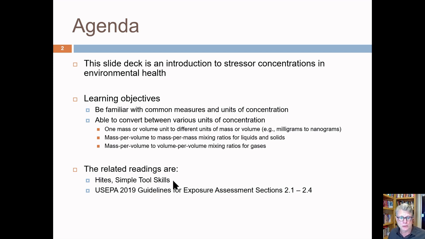I recommend you read the following for additional information here. One is this chapter from a book by an excellent environmental chemist, Ron Heitz. His book is called Environmental Chemistry, and the chapter is called Simple Tool Skills. That's available on the course website, and also the Guidelines for Exposure Assessment from EPA.